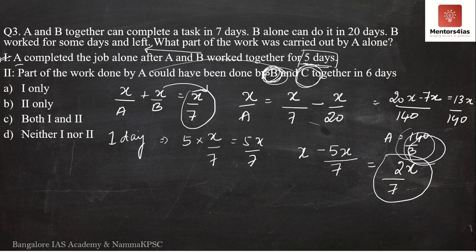There is no connection between C and A, so it does not make sense for me to find out any value, the number of days taken by C to complete the entire work. Therefore, this information is entirely useless to us. We'll only go with option A, that is statement 1 alone. So it's only 1.